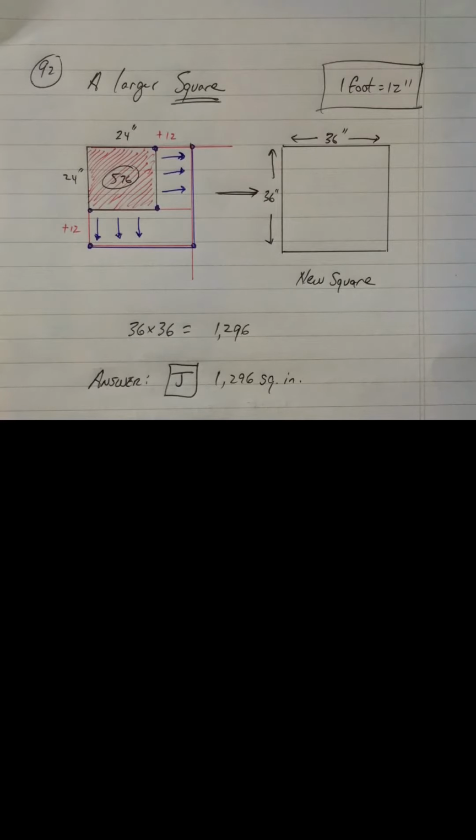Question 92. In increasing the square from 576 square inches by an additional foot, first note that the side length of that square is 24 inches. Then adding a foot is equivalent to adding 12 extra inches, so the new square will become 36 inches by 36 inches, and 36 times 36 is 1,296 square inches. The correct answer is J, 1,296.